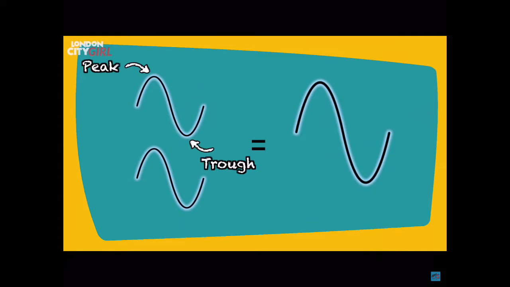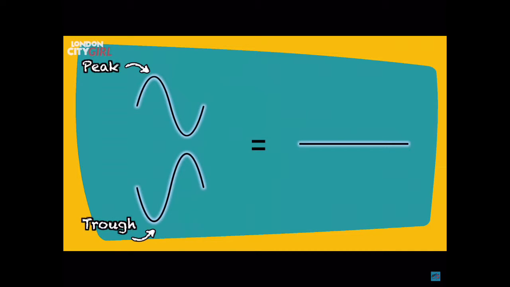The peak of the waves will combine to form a higher peak, and the troughs will combine to create a deeper trough. And when a peak and trough meet, they will cancel each other out. So if we imagine that our electrons are less tennis ball-like and more wave-like, then what happens?